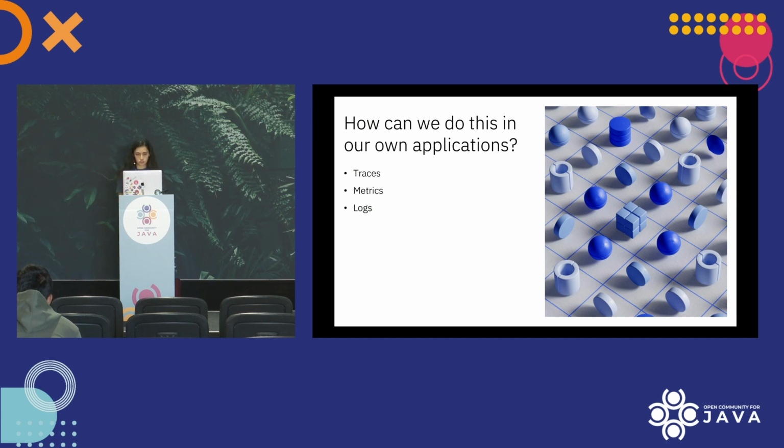But when you've got a distributed system, you're going to want to use these three pillars, which are traces, metrics, and logs. I'm sure you're very familiar with logs already, maybe not so much with traces or metrics, so I'm going to be diving into them today.